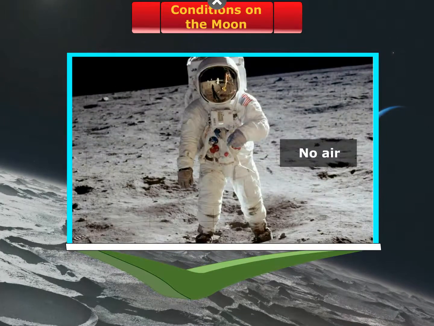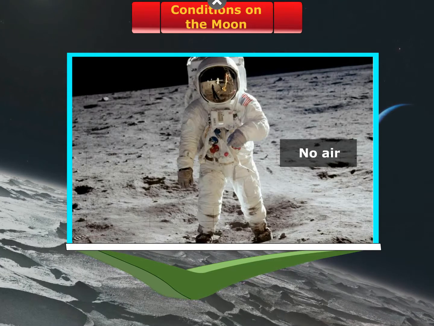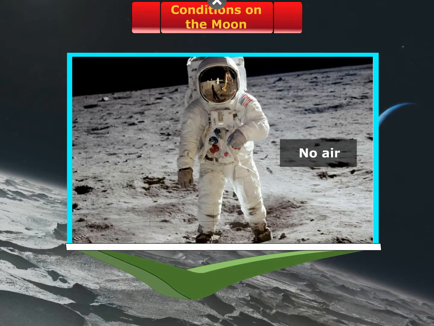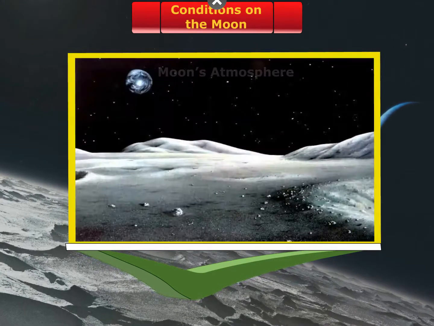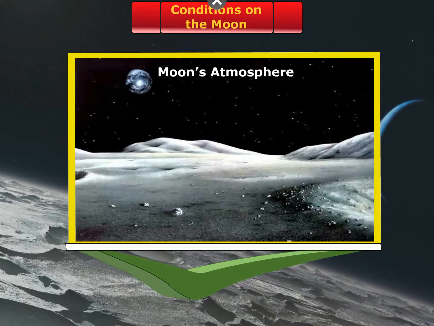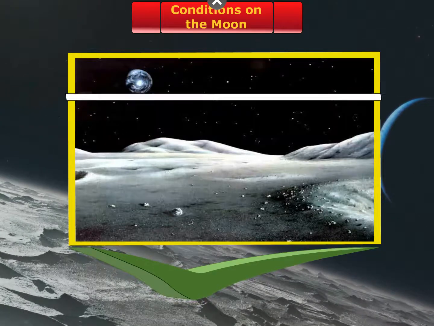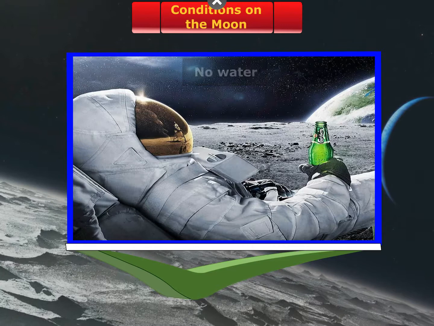There is no air on the moon, due to which sound waves cannot travel. Therefore, we cannot talk on the moon. Since there is no atmosphere on the moon, it becomes very cold at night. The atmosphere helps in retaining the heat. There is no water on the moon.